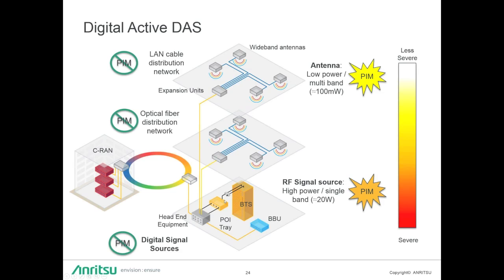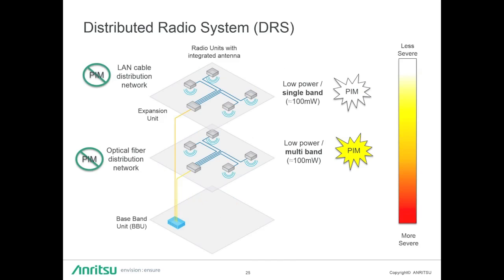So here once again, the RF signals from the signal sources in the point of interface were still an orange level of concern. The CPRI interface into the radio head or the head-end equipment, no concern at all. Fiber is not a concern. The LAN cables used for distributing from the expansion units to the radio units, not a concern. But when we get to the antennas, we still have multiple frequencies. At 100 milliwatts, we still are at a yellow level of concern.